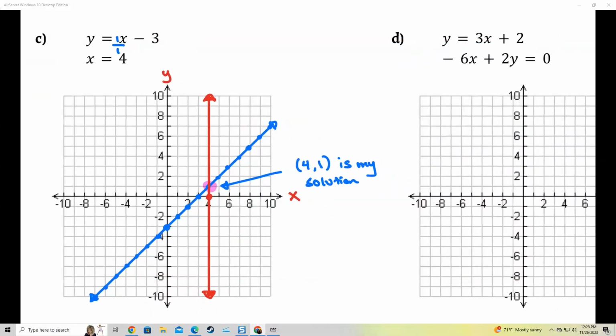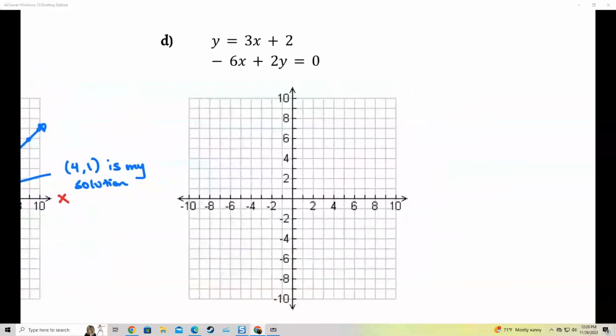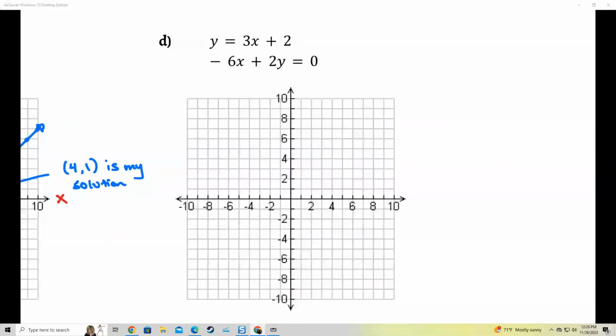All right, down to the last one. I got y equals 3x plus 2. Okay, that one's easy because it's already in slope-intercept form. So I'm going to put a dot at 2. And the slope of 3x plus 2, remember that we need to change that into a fraction. So that's telling me to go up 3, right 1. So let's see. I'm going to go up 3, right 1, put a dot. Up 3, right 1, put a dot.